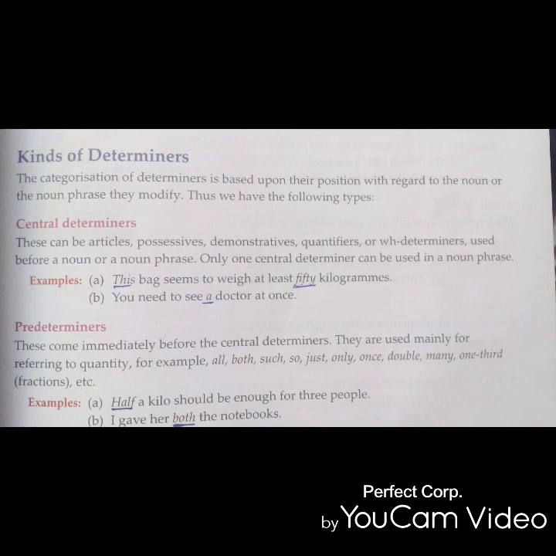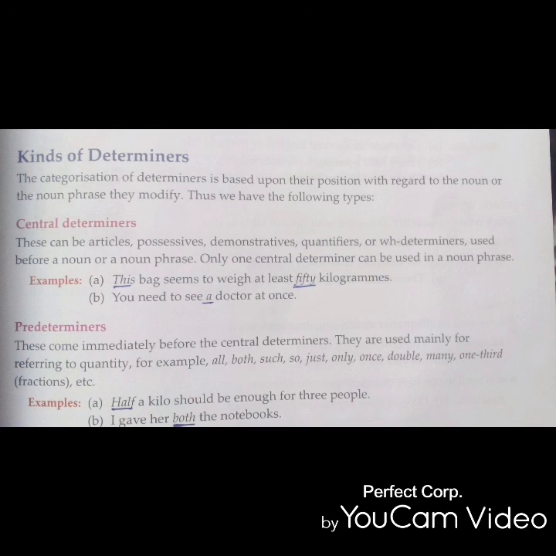Number two kind is predeterminers. Predeterminers means they come before a determiner. These come immediately before the central determiners. They are used mainly for referring to quantity. For example, all, both, such, so, just. These are the predeterminers. Example, half a kilo should be enough for 3 people.